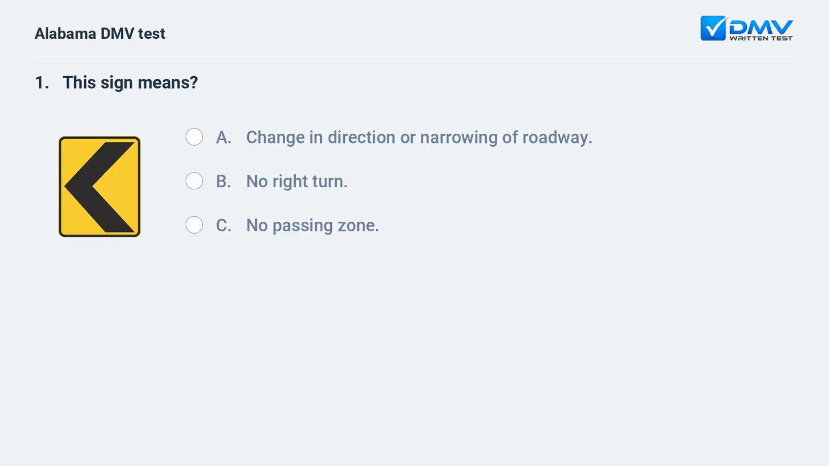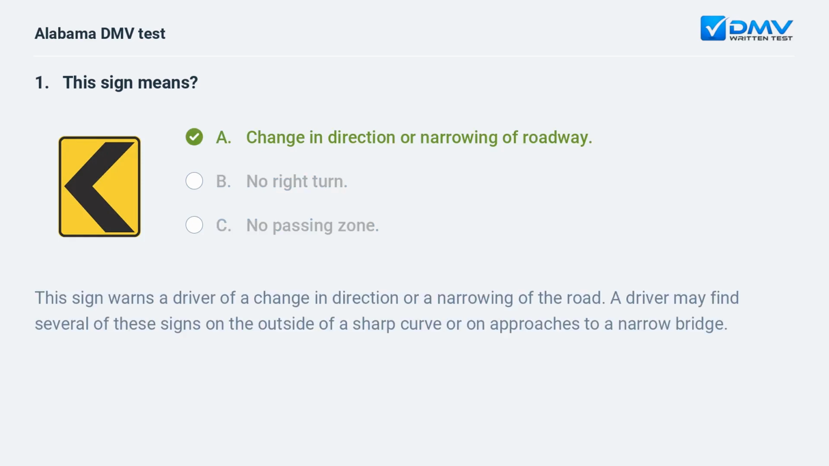This sign means A. Change in direction or narrowing of roadway. B. No right turn. C. No passing zone. A. Change in direction or narrowing of roadway. This sign warns a driver of a change in direction or a narrowing of the road. A driver may find several of these signs on the outside of a sharp curve or on approaches to a narrow bridge.